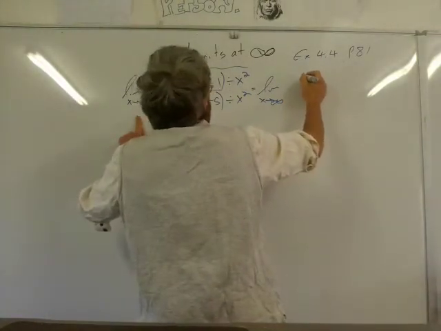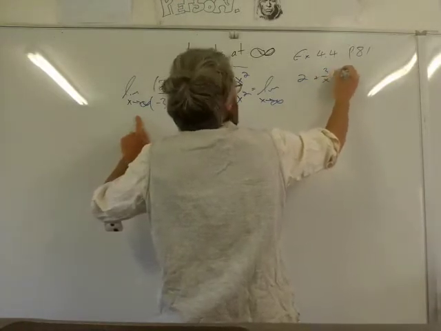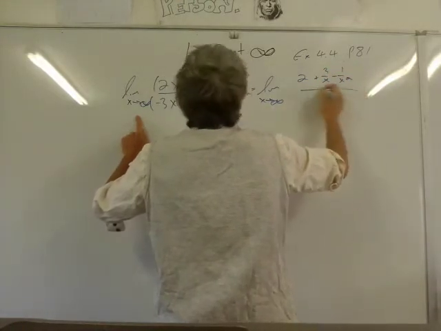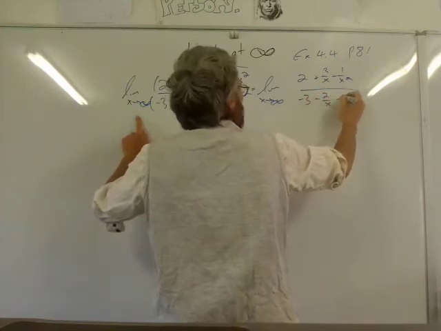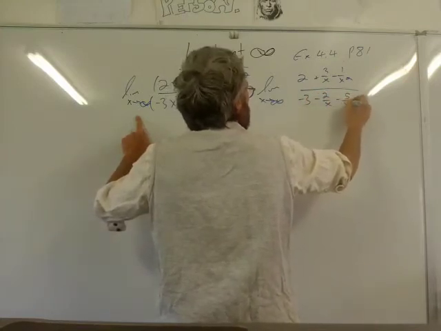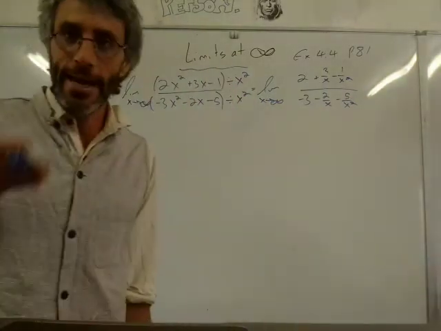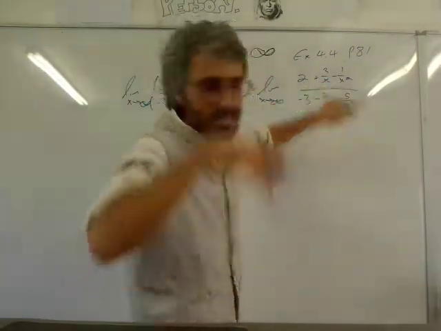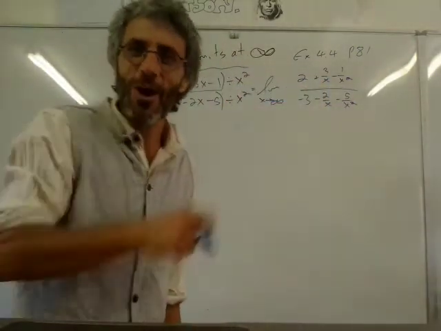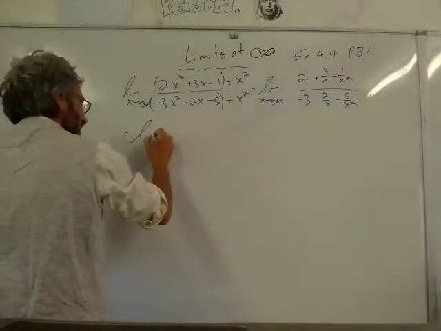So now I'm going to write it again. It's going to be 2 plus 3 over x minus 1 over x squared, divided by minus 3 minus 2 over x minus 5 over x squared, at the limit where x approaches infinity. Now, when I got rid of all the x's, well, I've got the x's, but they're in a denominator. Now I can put the infinity. Why? You'll see in a second. So that's equal, don't forget the limits.